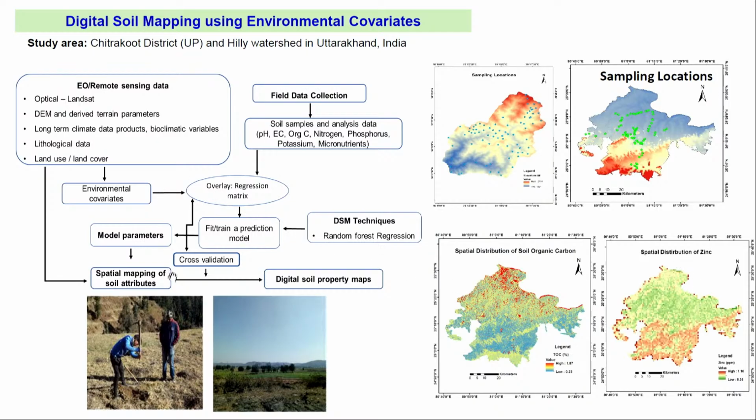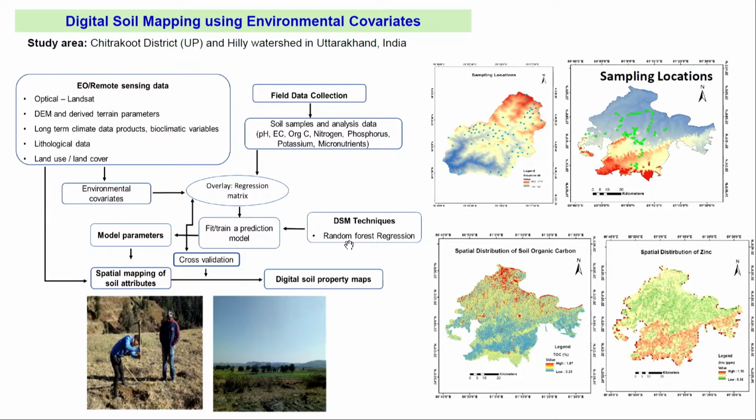of zinc, because zinc was also analyzed, so mapping of zinc. So n number of soil properties you can map. Here, whatever properties you have listed, pH, EC, carbon, nitrogen, phosphorus, all these maps can be prepared easily by the random forest regression method. This is the DSM technique used.